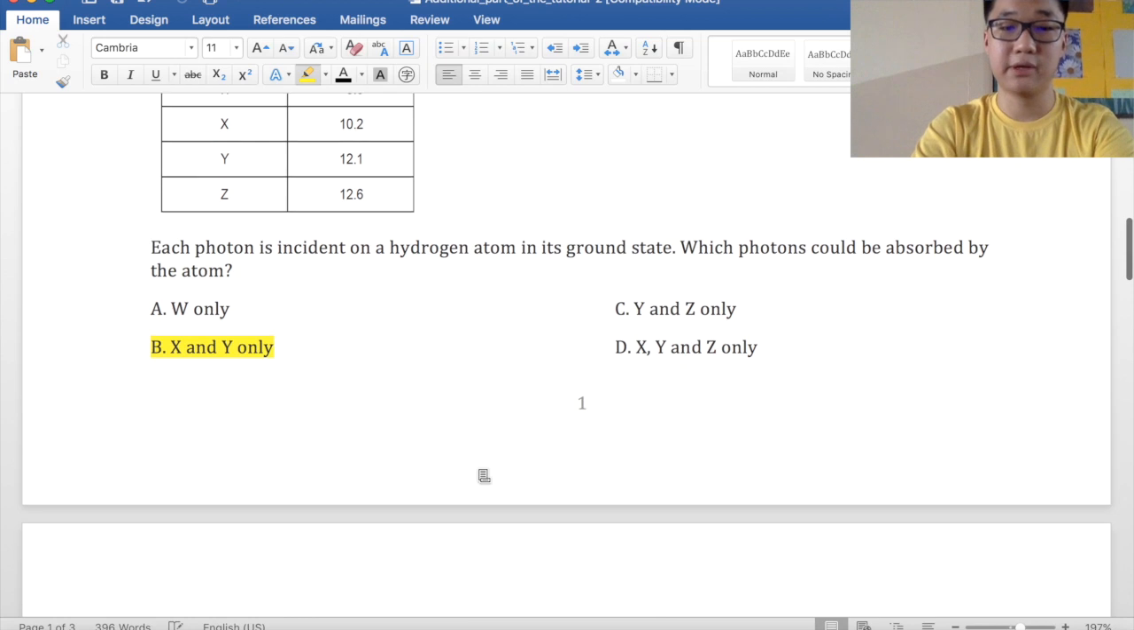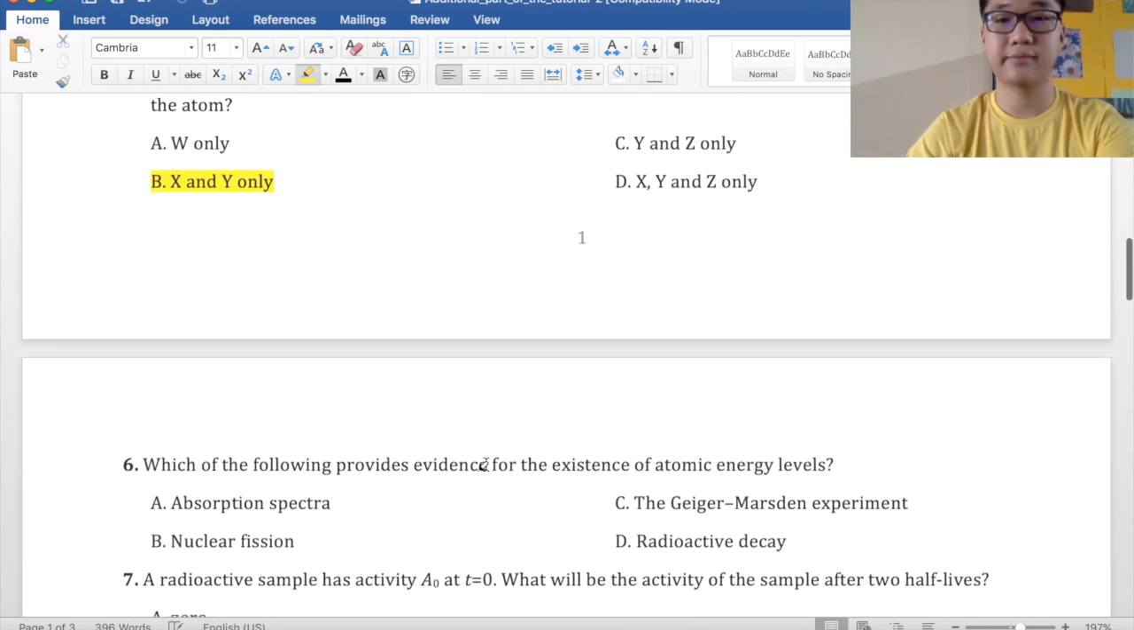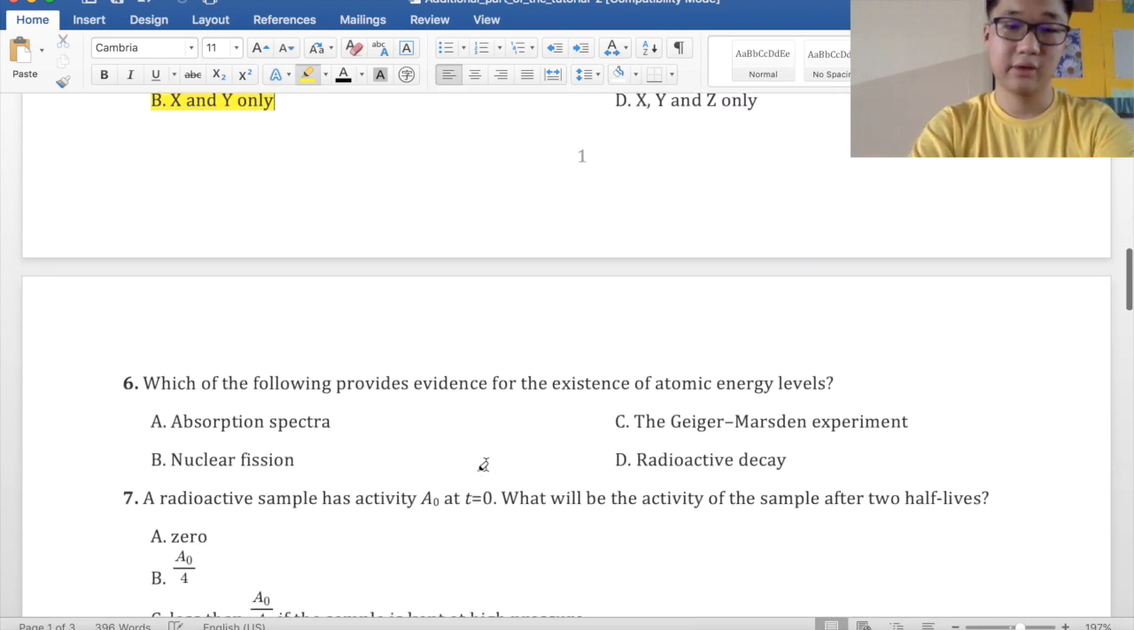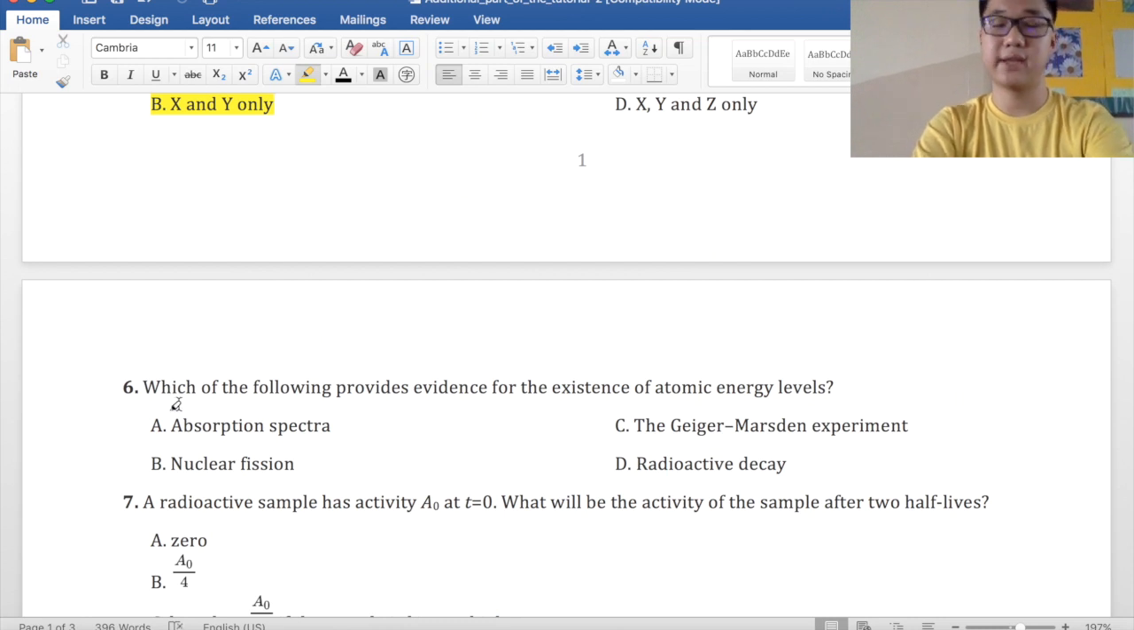Okay, let's go to number 6. For number 6, the question is, which of the following provides evidence for the existence of atomic energy levels? So the answer here is letter A.